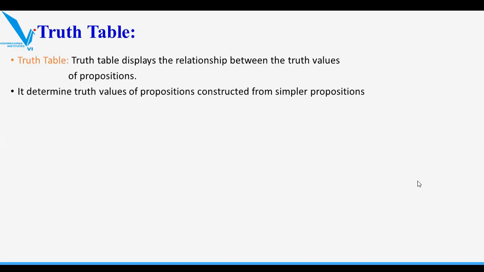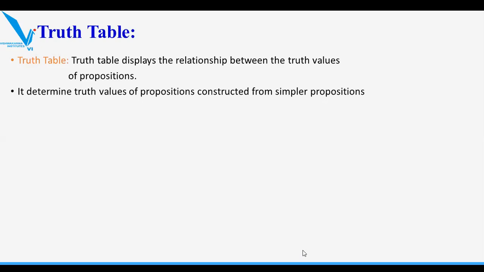What is a truth table? A truth table displays the relationship between the truth values of propositions. If we are given two simple propositions combined by a logical connective, then the truth values of these propositions can be displayed using a truth table. It determines the truth values of a proposition constructed from simple propositions. So this is what a truth table is.